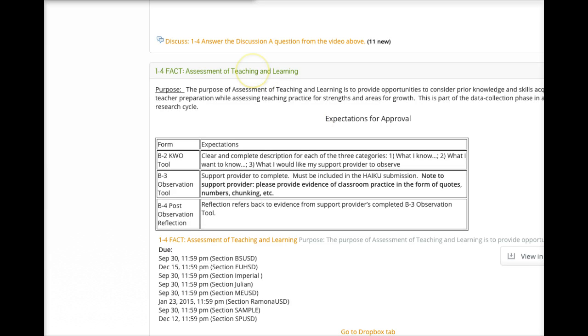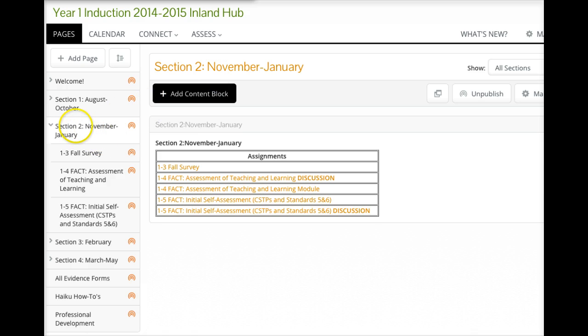1-4 FACT, assessment of teaching and learning. On this page we can definitely see a very clear description of the purpose and the expectations. When we click on the document itself, we're going to see that again. I have now clicked and returned to Section 2, November, January.